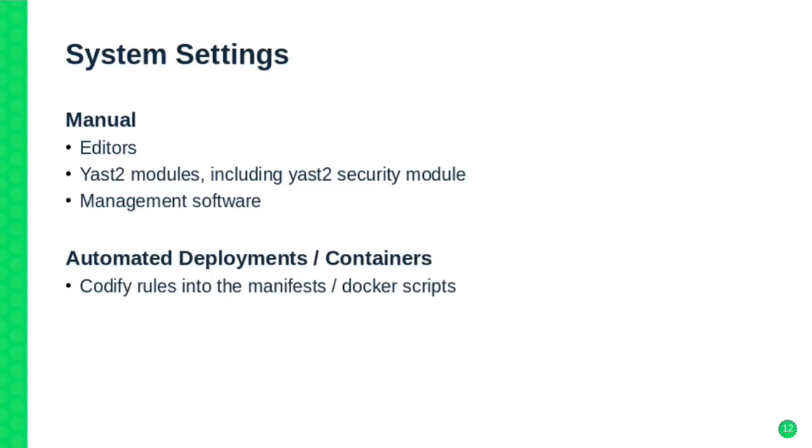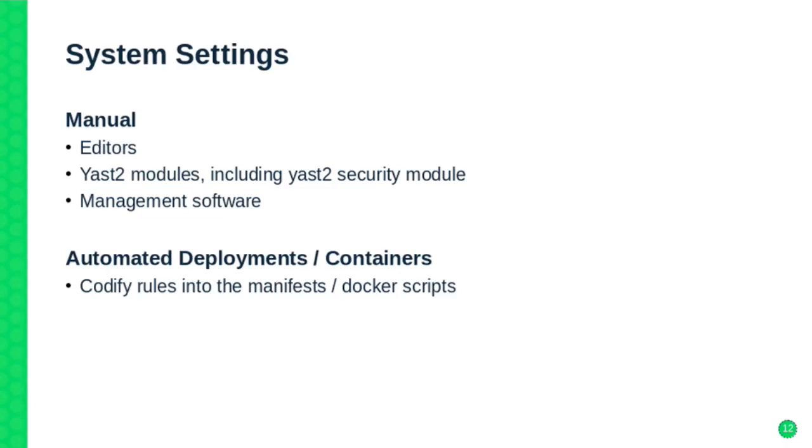System settings. A lot of the hardening methods described are: modify this value in that file, this sysctl setting, and so on. And here we again differ in how you would do that depending on deployment. For manual deployment, you would take a text editor, a YaST module, or third-party management software on the system that can change those values. We have a specific YaST2 security module that tries to centralize that in one single module, where you can click and select from a long list of checklist items.